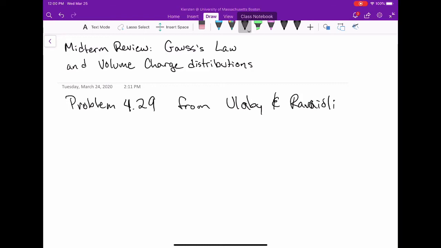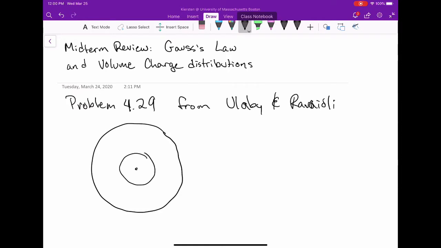The problem is this: a spherical shell with outer radius B surrounds a charge-free cavity of radius A, which is less than B. So we're looking at this. Here's A, here's B. There's no charge density inside radius A.